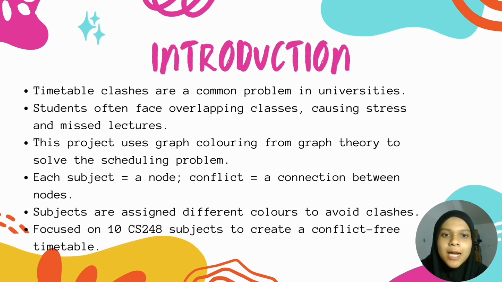Introduction. Timetable clashes are a common issue faced by university students when two or more subjects are scheduled at the same time. This project aims to solve the problem using a graph theory method called graph coloring. Each subject is represented as a node, and if two subjects have overlapping students, a connection is made between them. Different colors, which are time slots, are then assigned to ensure no clashes occur. The project focused on 10 subjects from the CS248 program to create a conflict-free schedule for students.